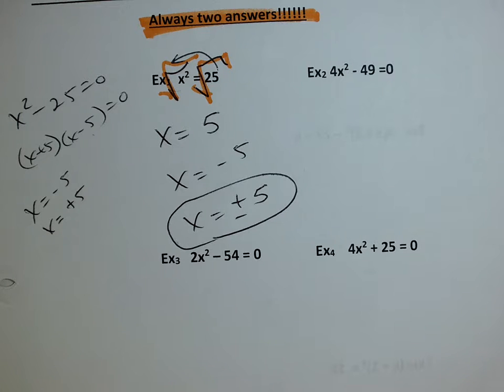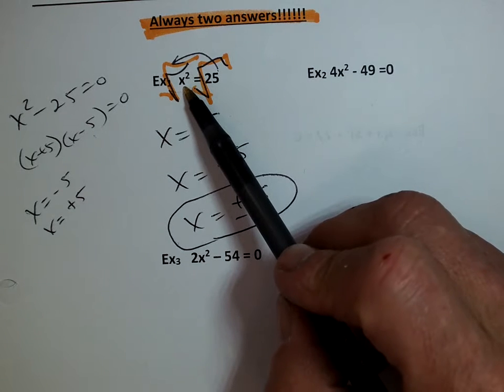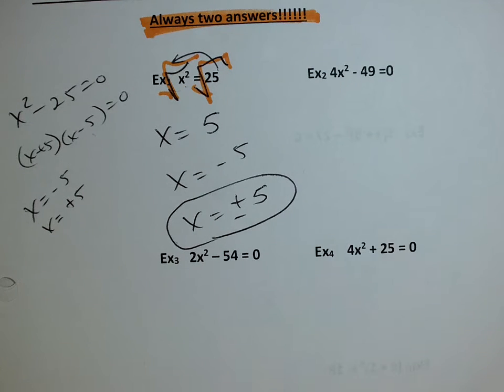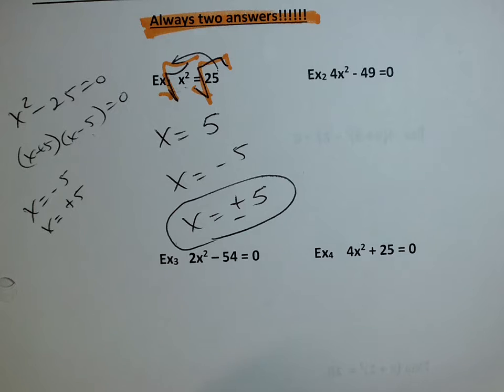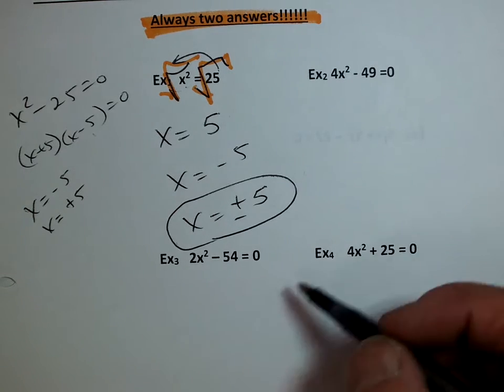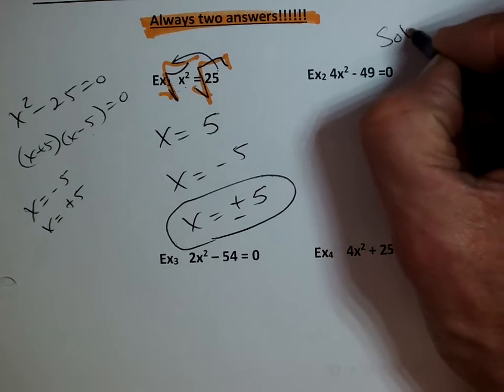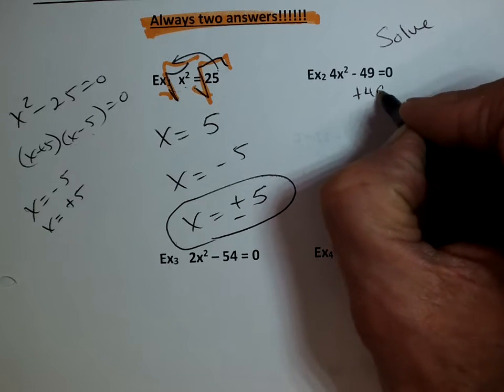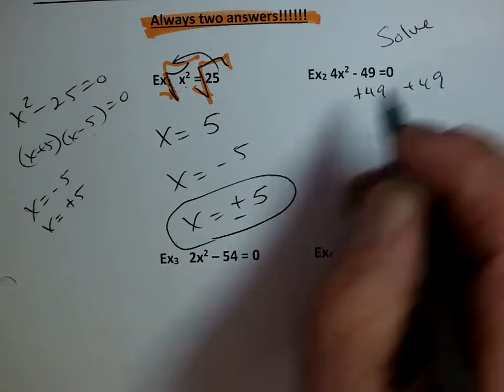And I agree with Max. Max said, well, gosh, Mr. Davies, I don't even need to solve this because I know that 5 times 5, and I know negative 5 times negative 5. Okay, pretty agreed? Now, number 2, let's just solve it. So we'll go plus 49.